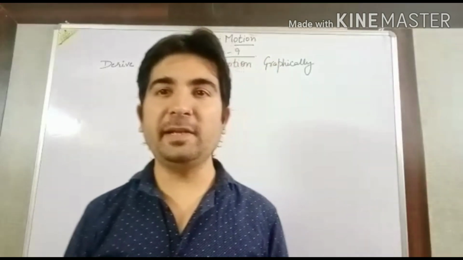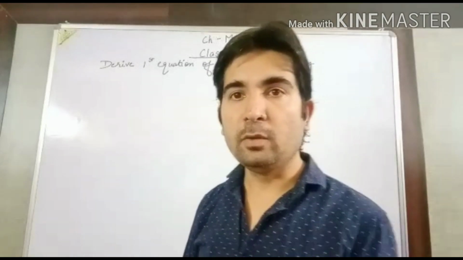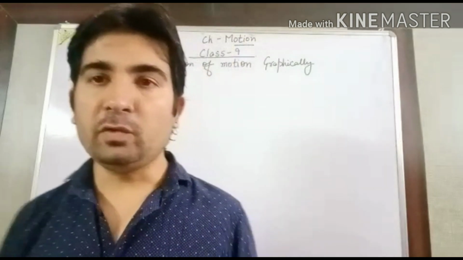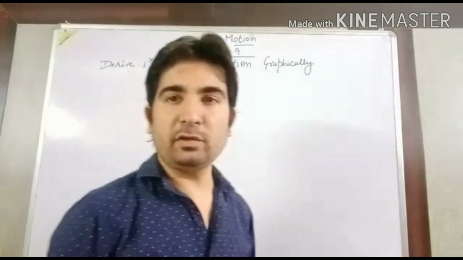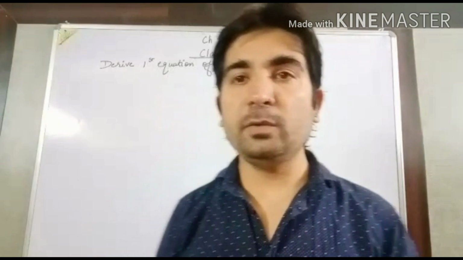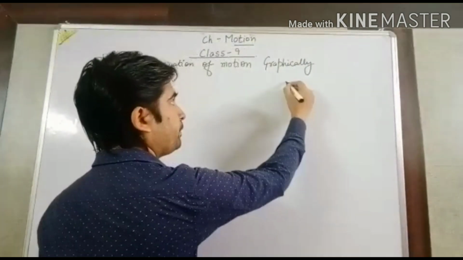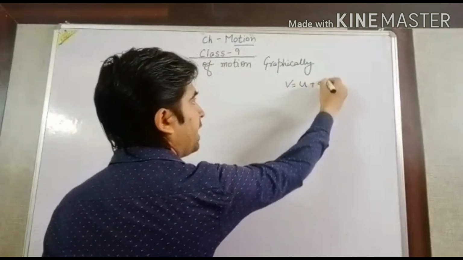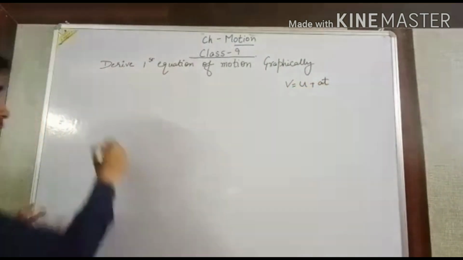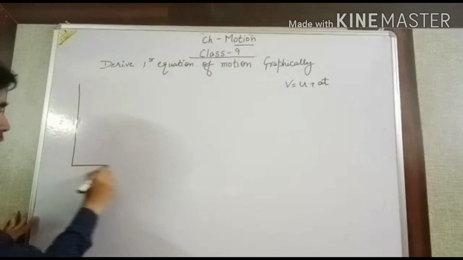In this video, we will be deriving three equations of motion with the help of graphical method. So let's begin with the first equation of motion. We know that the first equation of motion is v = u + at. For deriving this equation of motion, we need to have a velocity-time graph.